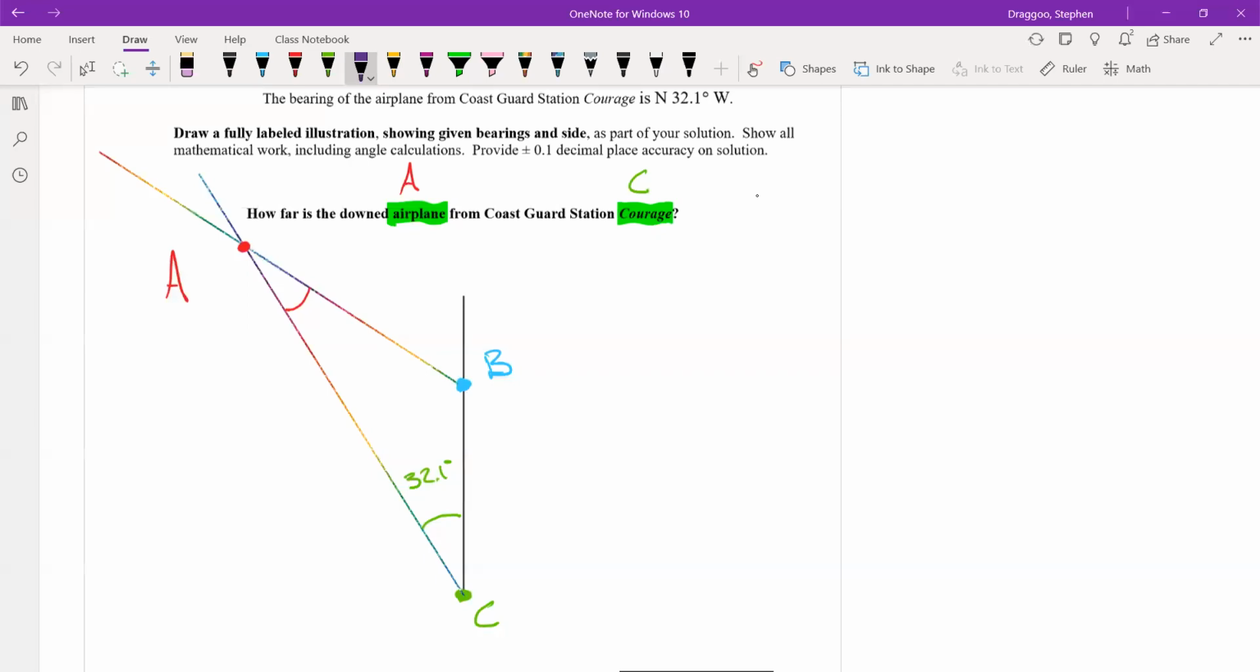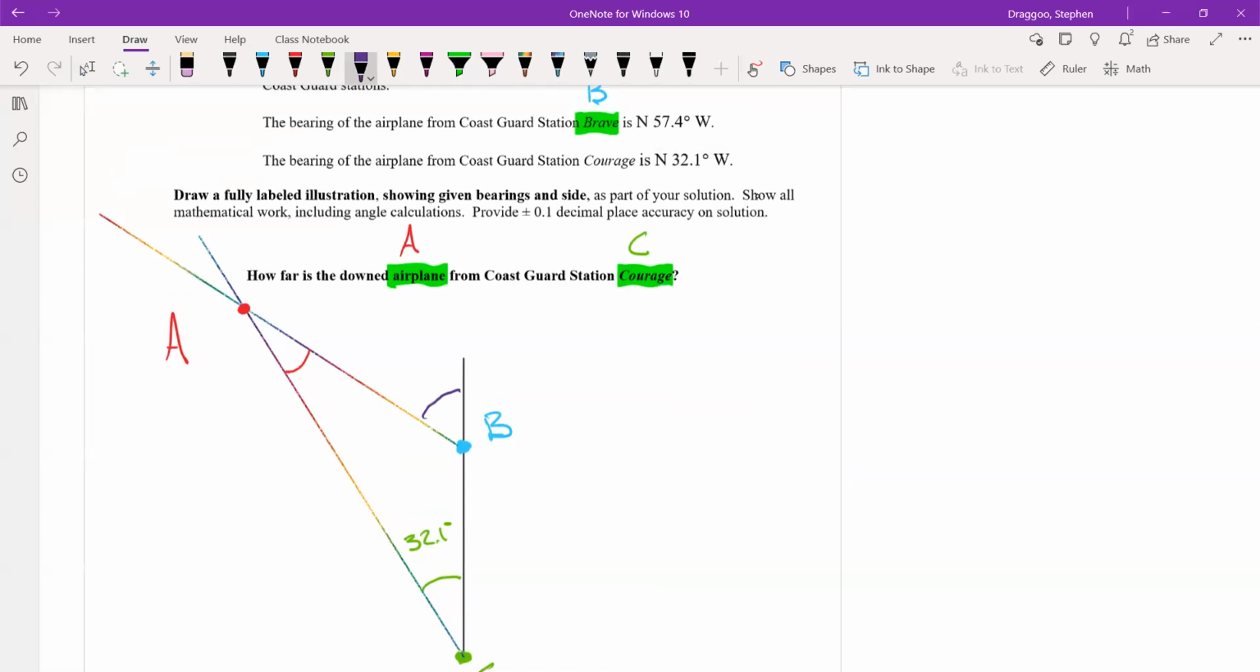But here's the tricky part. The bearing from Brave, which was 57.4 degrees, is actually that angle outside of the triangle, where angle B is actually this angle in blue on the inside. Just be a little careful with that, because we'll need to do a quick math step to get angle B before we start solving for the rest of the triangle.